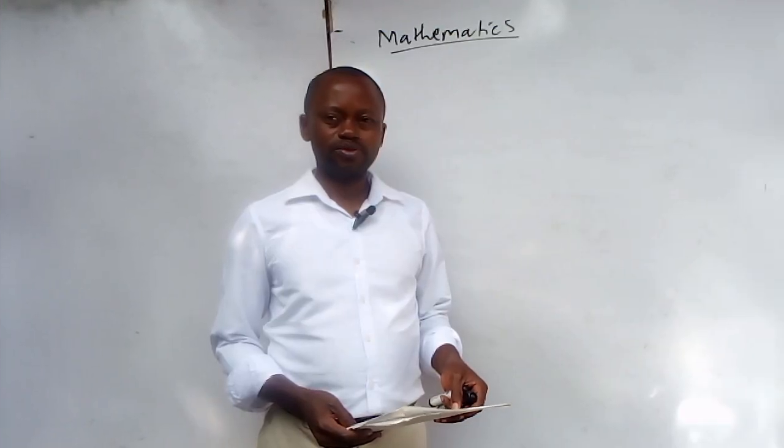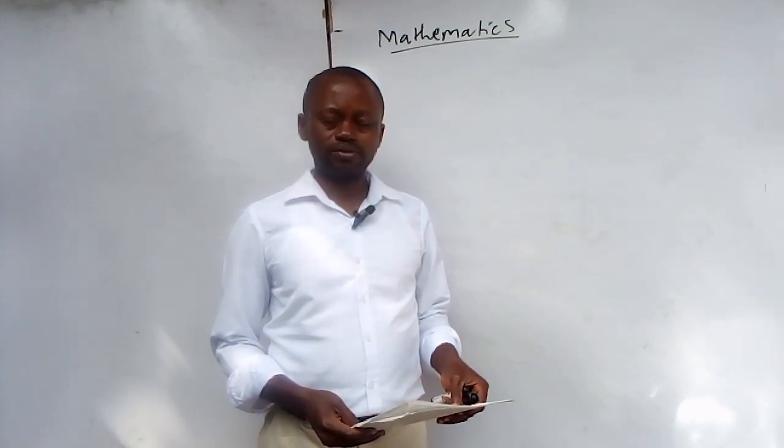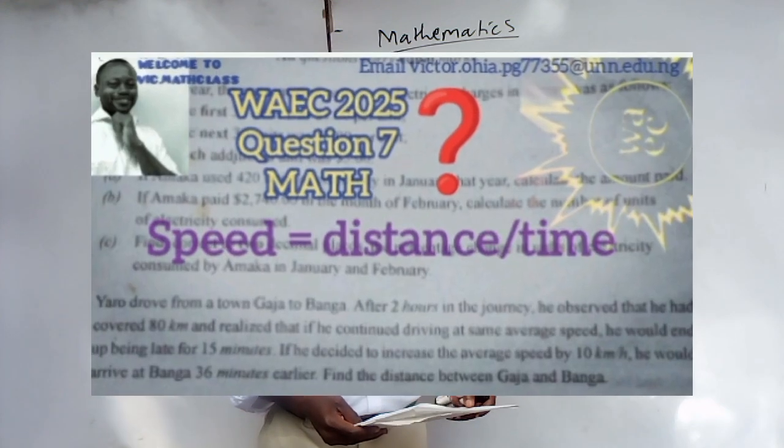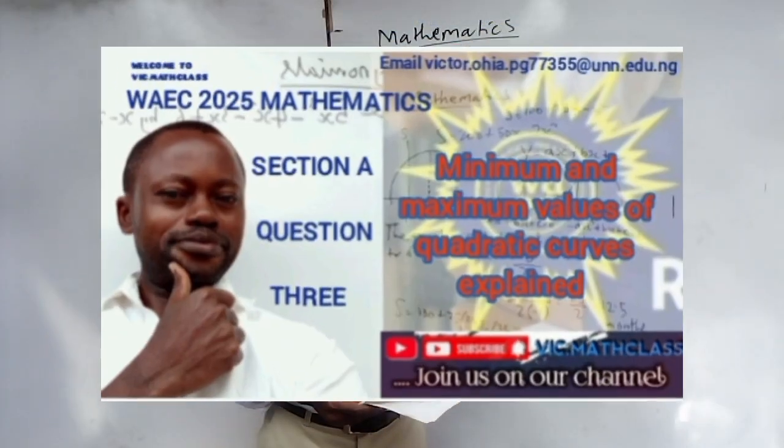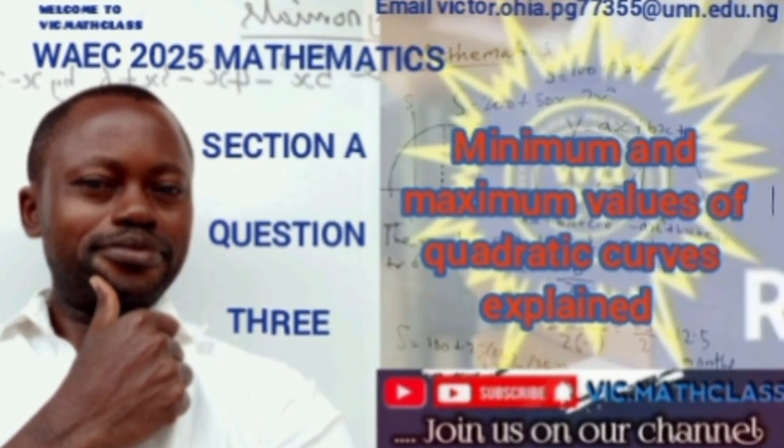Once again, my name is Victor Digomore, and we are still looking at the solution to the 2025 WAEC exam mathematics that was written. We promised to solve all the questions in the examination, and that is what we are doing. We've solved section A, and we're in the section B part, and we are looking at the questions.